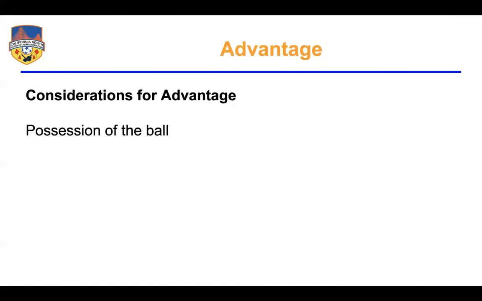So if the player who had a foul committed against them doesn't have the ball or the clear ability to gain possession of the ball, then we're not going to call advantage because there's no advantage that is possible. The team has lost the ball as a result of a foul. You want to call a foul. So if the player who was fouled or one of their teammates has possession of the ball, we might have an opportunity to call advantage.